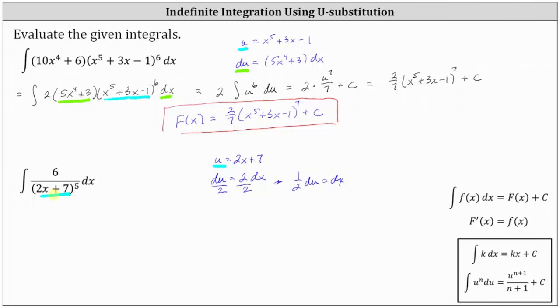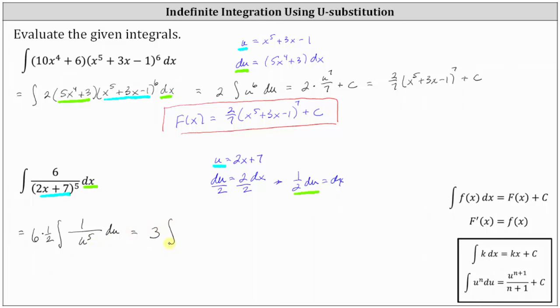And now looking back at the integral, because 1/2 du equals dx, we can replace dx with 1/2 du in the integral. So now let's write the integral in terms of u. Let's go ahead and factor out the 6. So we have 6 times the integral. If we factor out the 6, the numerator is now 1, and the denominator is now going to be u to the fifth. And then dx is equal to 1/2 du. Let's factor out the 1/2, and then we have du. And notice now this simplifies the integral.